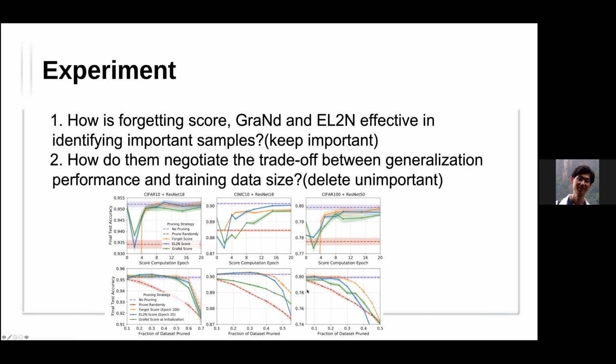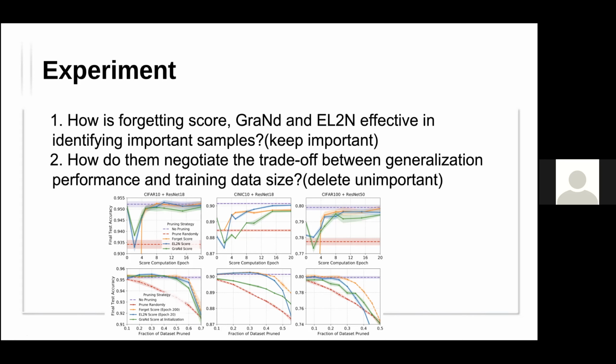But the question is, since EL2N is an approximation of the gradient score, it should be a trade-off between efficiency and accuracy. So since we have already gained the benefit of efficiency, why would we not sacrifice the accuracy? Just your formula, right? EL2N actually knows more, right?